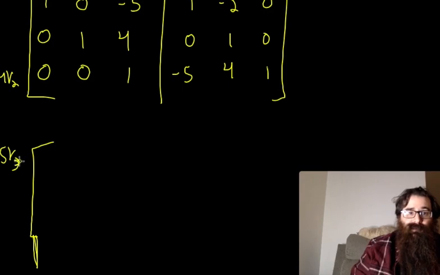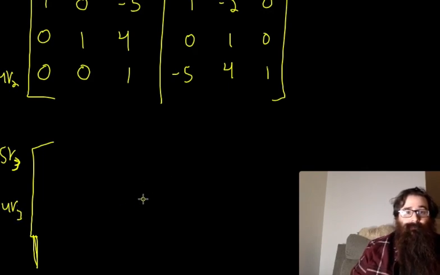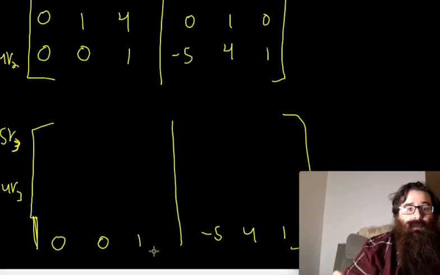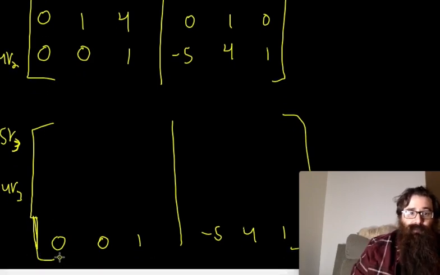Give myself a little bit extra space there. And in row 2, I want 4 minus 4 times 1, so I got to replace row 2 with row 2 minus 4 times row 3. And I can actually just rewrite row 3 to get that out of the way. 0, 0, 1, and we continue augmented, negative 5, 4, 1. And let's see what we wind up with.